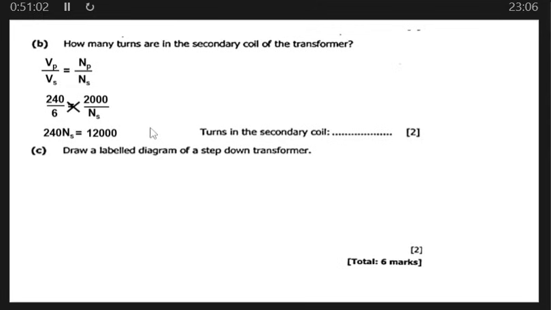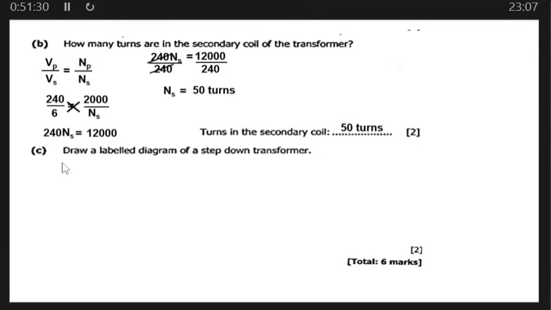12,000. Then what we are going to do is to make Ns the subject of the formula. So we'll rewrite it here as equal to the same, divided by 240 on both sides. So 240 goes, we remain with Ns is equal to 12,000 divided by 240, which gives 50 turns. So the number of turns in the secondary coil is 50 turns.